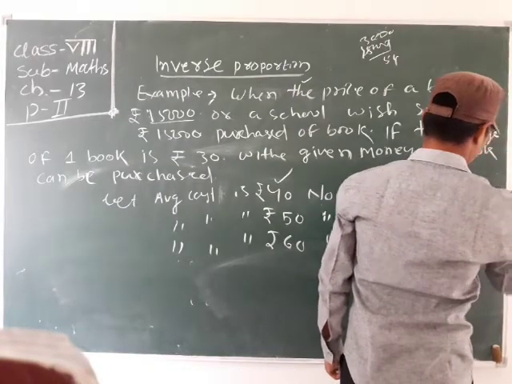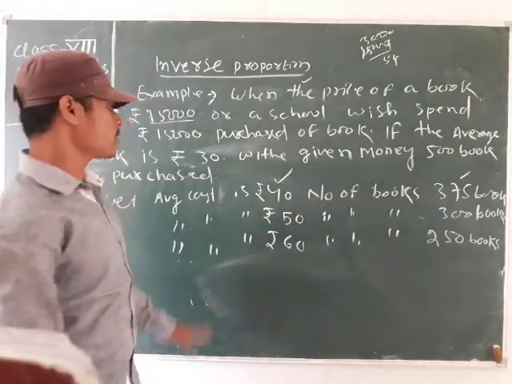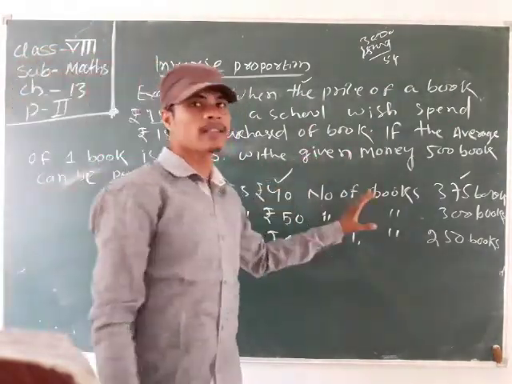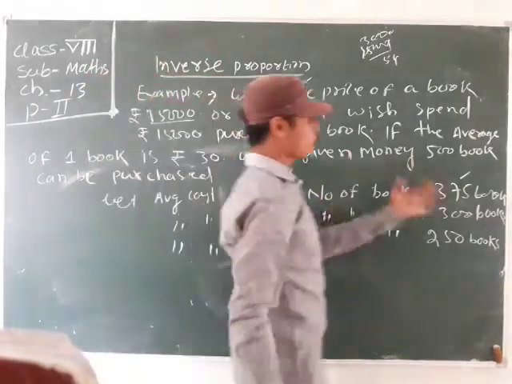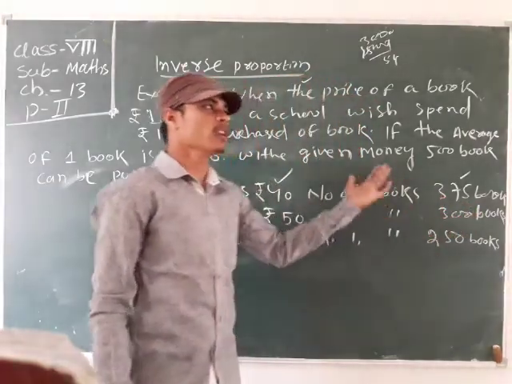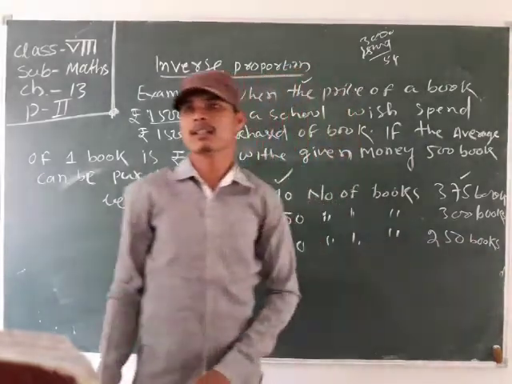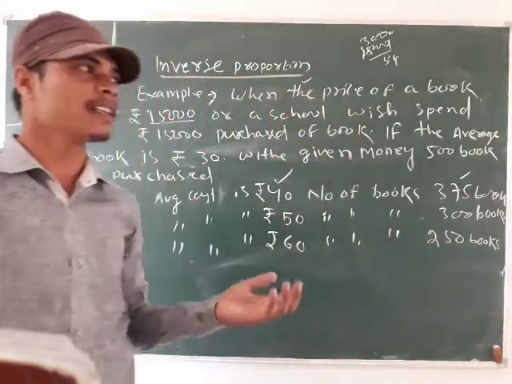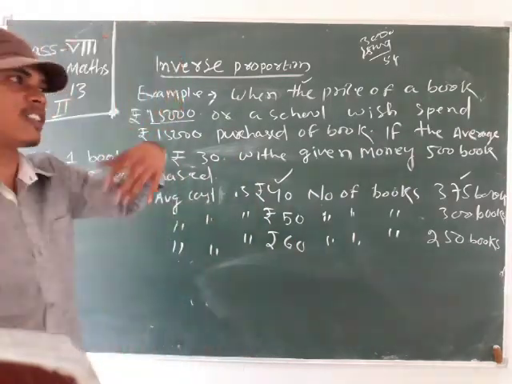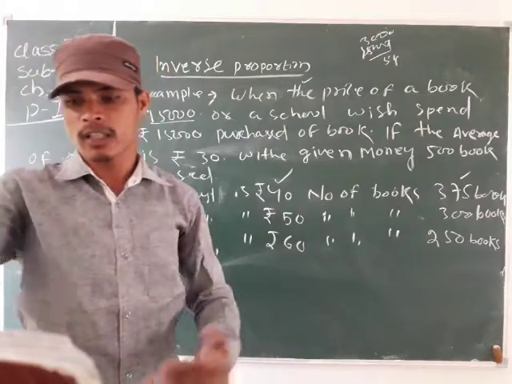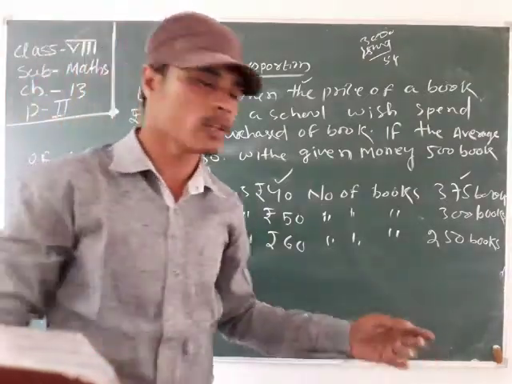350 books can be purchased. Here, what do we observe? From the observations, when we decrease the average money, the number of books purchased increases. When we increase the average money, the number of books purchased decreases. That means both are alternates: if one increases, the other decreases, and vice versa. So in each situation, the number changes.